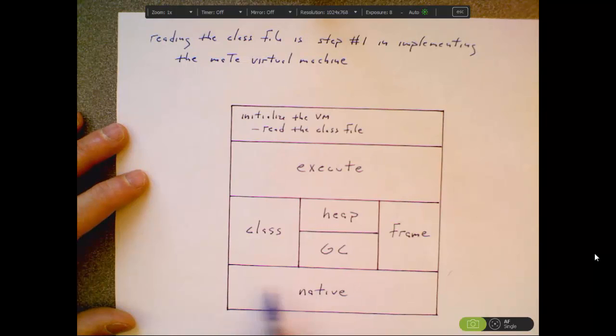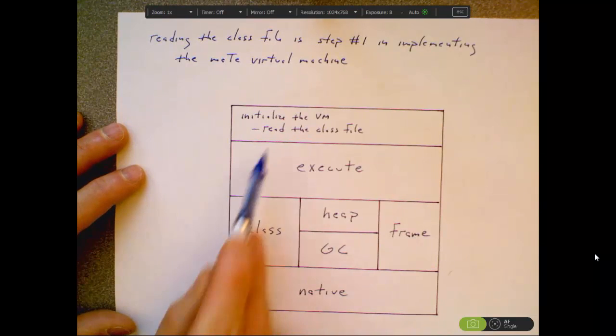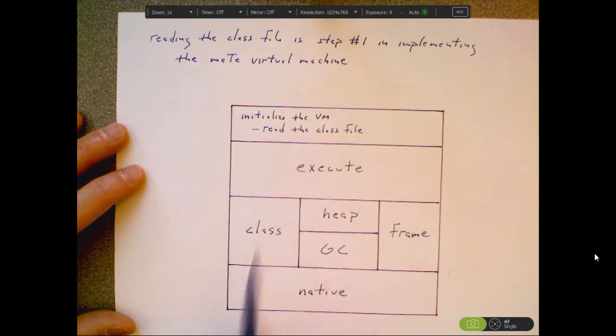And finally, on the bottom here is something I mentioned last lecture, which is that there's native code to implement the four native classes or the four built-in classes. And the execute engine will rely on that as well. Okay, but today I'm going to focus on reading the class file and then implementing these support functions to provide access to the information in the class file.